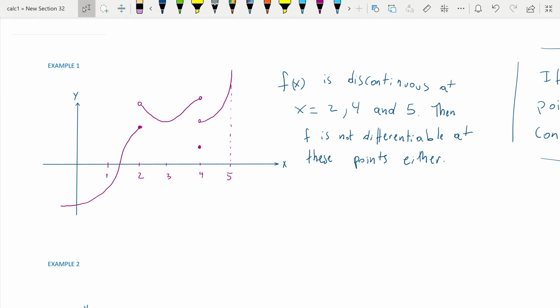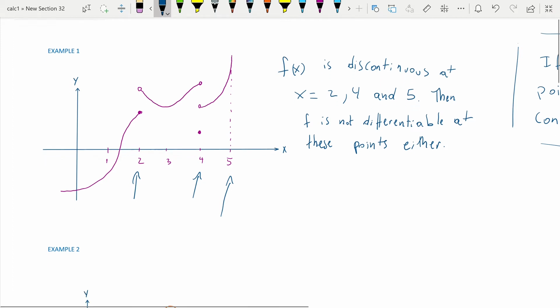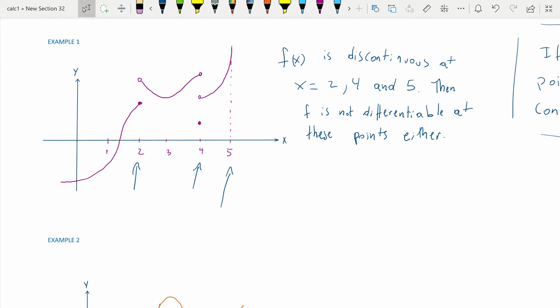So here in the first example, we notice that f is not continuous at the point 2, at the point 4, because there are jump discontinuities, and it's not continuous at 5 either, because f goes to plus infinity as you approach 5 from the left. So certainly the function is not continuous, and f prime will not exist at these points either.